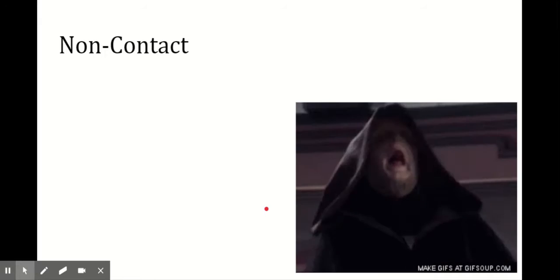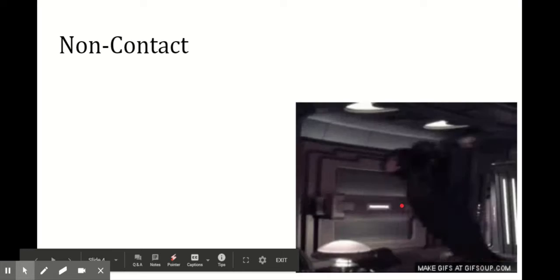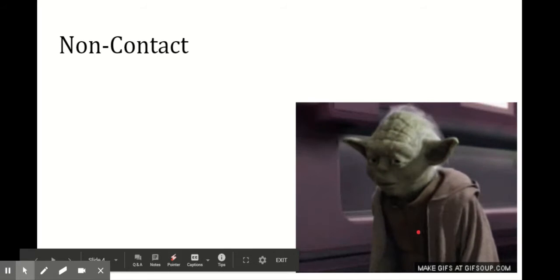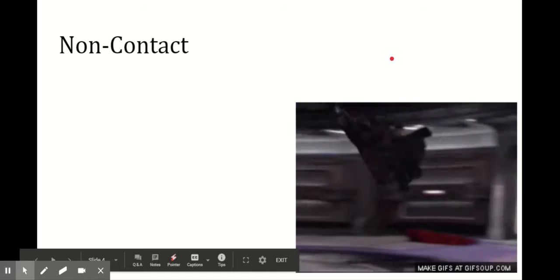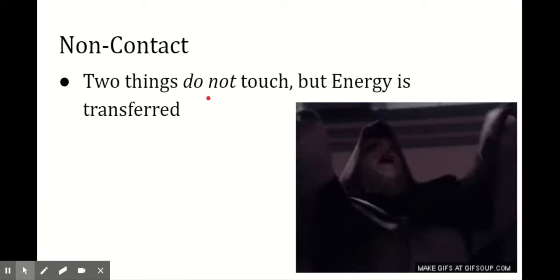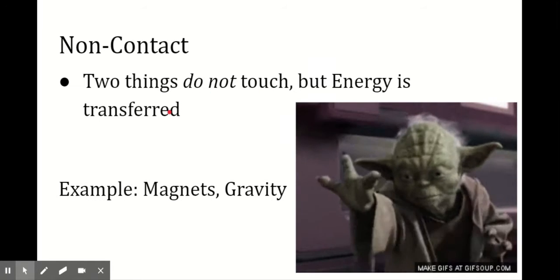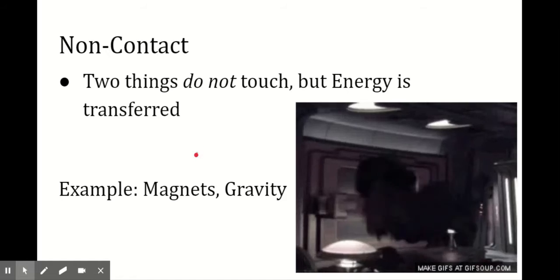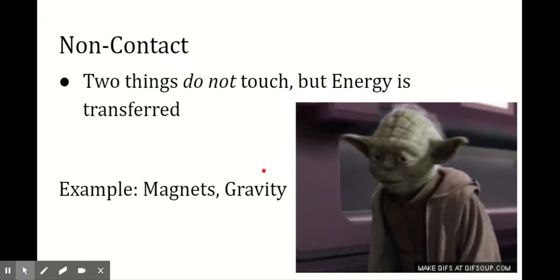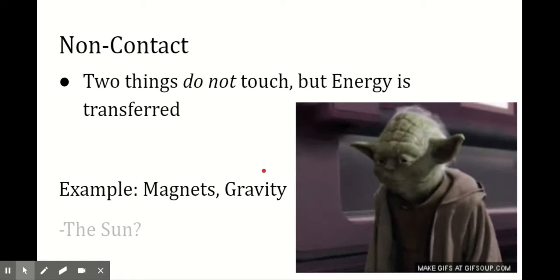All right, so now let's talk about some non-contact forces. So, we got Yoda using the force here to make the Emperor go flying, and he didn't touch him. Obviously, that's not real life, but they're not touching, so kind of a good example there. So for non-contact, things are not going to touch, but energy is still transferred. Some examples that are real would be like magnets or gravity, or if you think about positive and negative charges attracting and repelling each other.